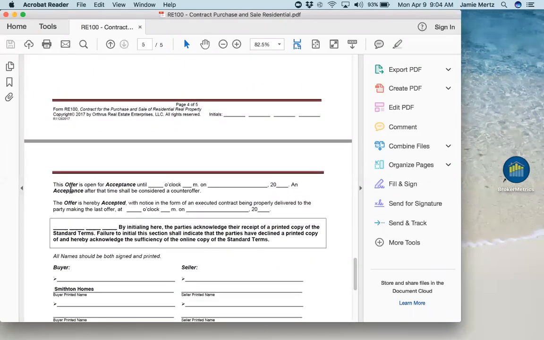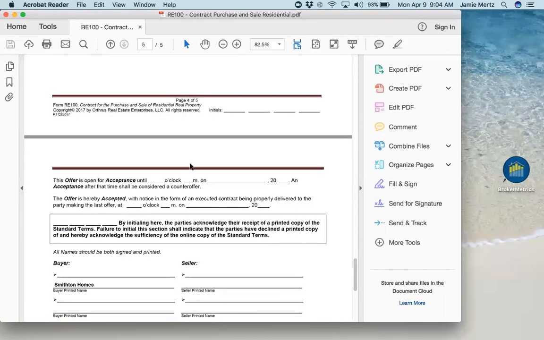Page 5 gives you a time limit of offer. This is the period of time the offer is open for acceptance. This is when you're going to give the other party the right to accept that offer until. Usually 24, 48, max 72 hours. You want to make sure you put a date in here.